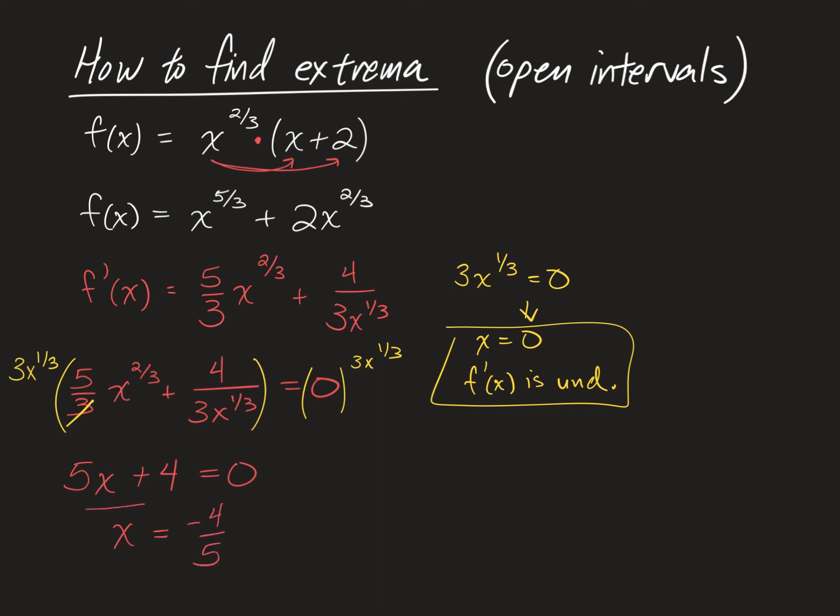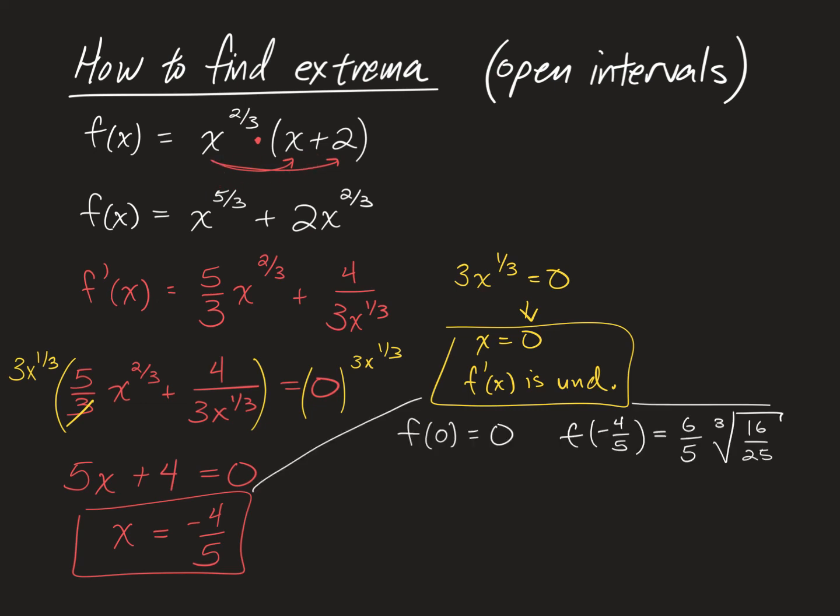So again, as I mentioned, we now have all the critical values that we can find where the function or the derivative is undefined and where the derivative equals 0. And those are the only values we get. We have no endpoints to substitute back into the original function. So let's substitute 0 and -4/5 back into the original function and see what we get.